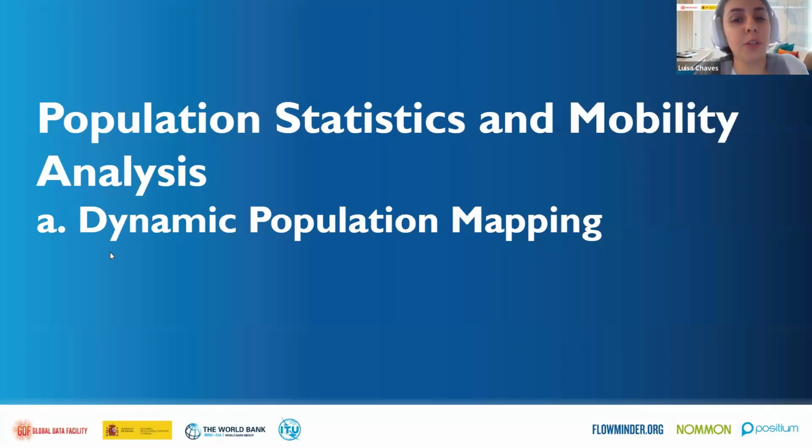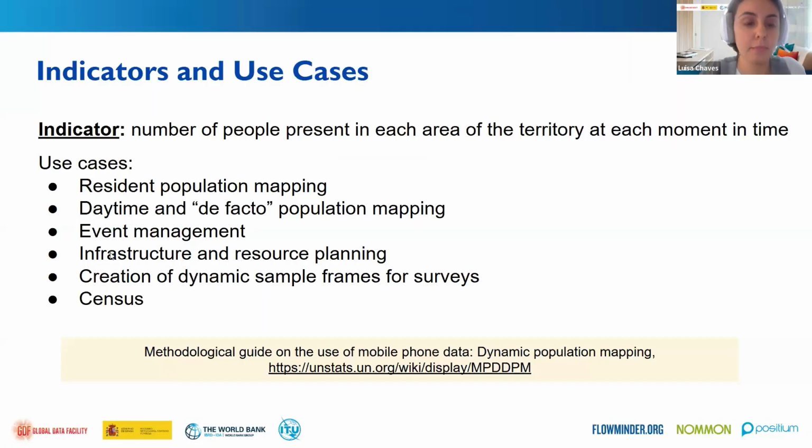Now let's move to the second group of indicators, population statistics and mobility analysis, starting with dynamic population mapping. What is dynamic population mapping? Dynamic population mapping is the practice of estimating where people are located at various points of time using mobile phone data. Unlike traditional methods, which rely on static census data, this approach captures the actual presence and movement of population over time. Accurate population data is critical for governments to plan services, allocate resources, and respond effectively to crises.